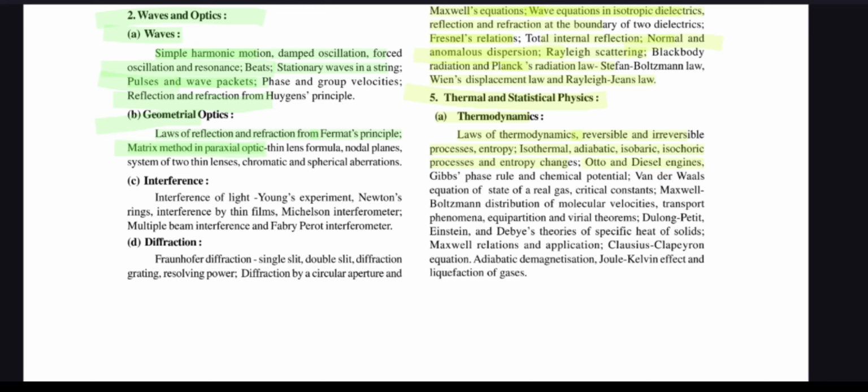Gibbs phase rule and chemical potentials, van der Waals equation of state of a real gas, critical constants, Maxwell-Boltzmann distribution of molecular velocities, transport phenomena, equipartition theorem, Dulong-Petit law, Einstein and Debye theory of specific heat of solids, Debye theory, and Maxwell relations and their applications, Clausius-Clapeyron equation, adiabatic demagnetization, Joule-Kelvin effect, and liquefaction of gases.